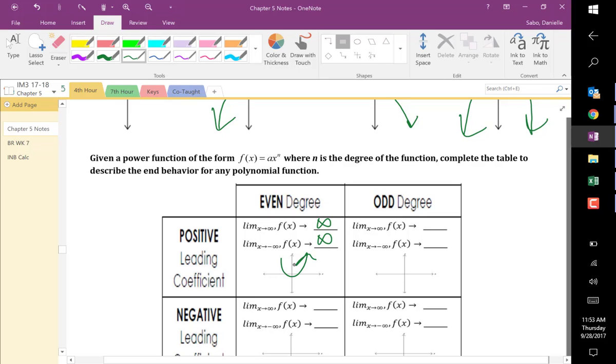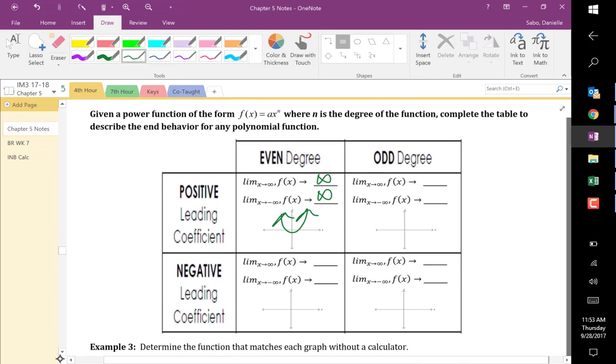So there is something, if you were to memorize it, this is a chart that you would memorize. But you shouldn't have to memorize because you guys get it without the memorization. The way to remember it is that even means both of them are the same, and odd means that only one of them is positive. So odd and positive: as x is going to infinity, we know that we're going to be going up, and as x is going to negative infinity, it's going down.